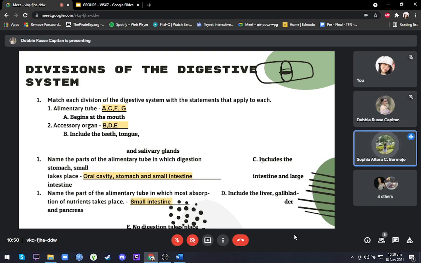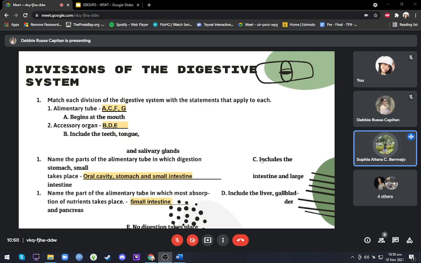A stands for begin at the mouth. C is include the stomach, small intestine, and large intestine. F is digestion does take place in some organs, and G is the ends at the anus. For number 2, accessory organ, our answer for that is B, D, and E. B stands for include the teeth, tongue, and salivary glands. And E stands for no digestion takes place here.